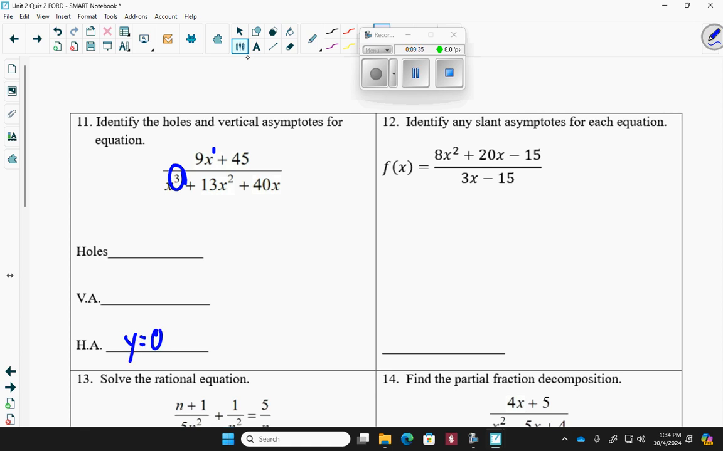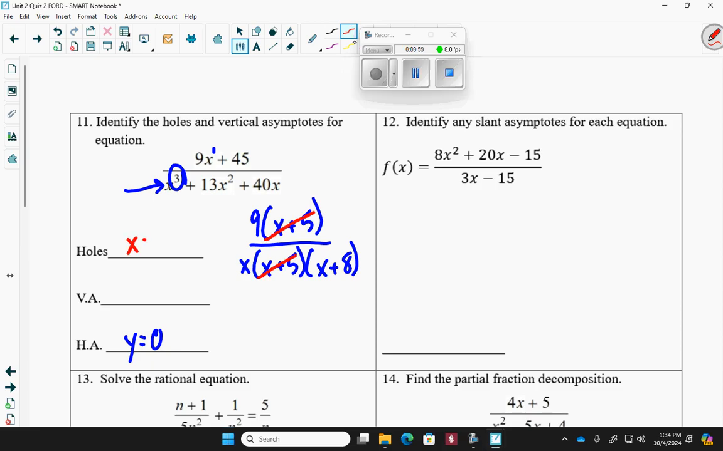Now for the holes and vertical asymptote, we are going to factor it out. Factor out a 9, we're left with x plus 5. Now, this denominator, if you notice, has x to the third power. So we have to factor out an x first, and then we're going to break it up: x plus 5, x plus 8. All right, now if you remember, the hole is anything that's the same. So x plus 5, which means the hole will be at x equals -5.